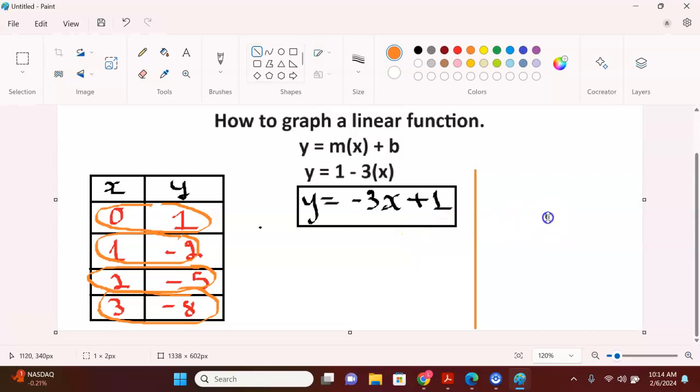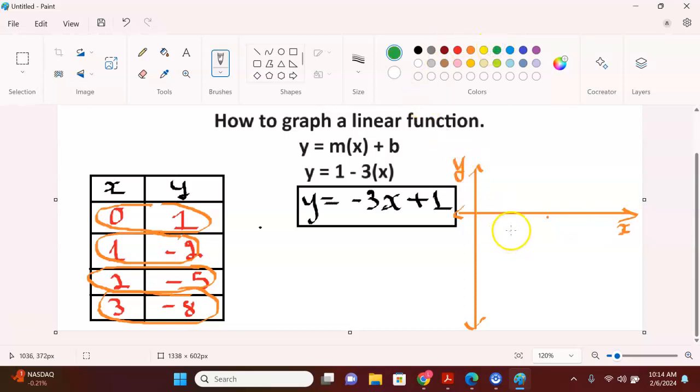So it's most likely we're going to draw a coordinate plane that would look like that. From there, don't forget to always label your x and your y axis. The horizontal line is going to be my x-axis and the vertical line is going to be my y-axis.